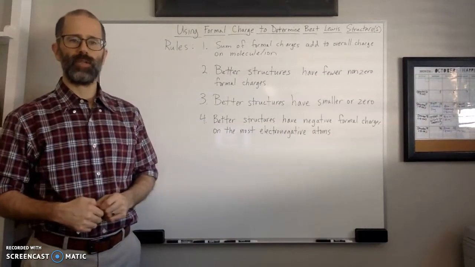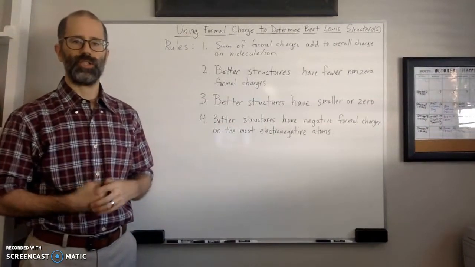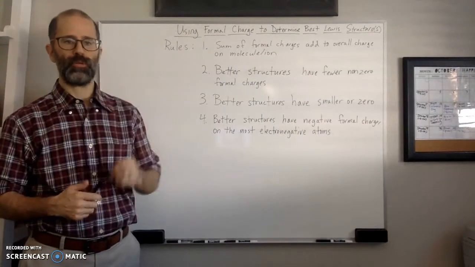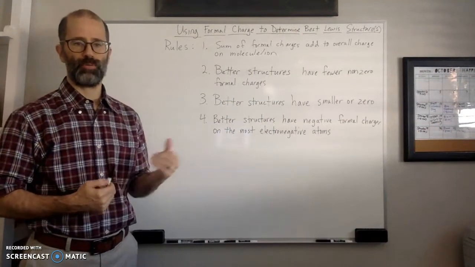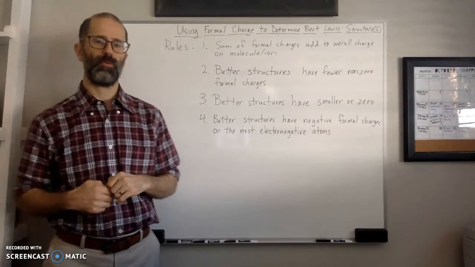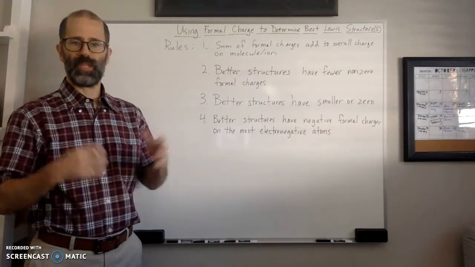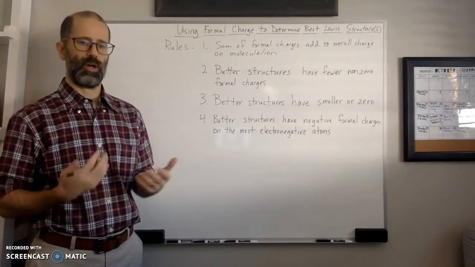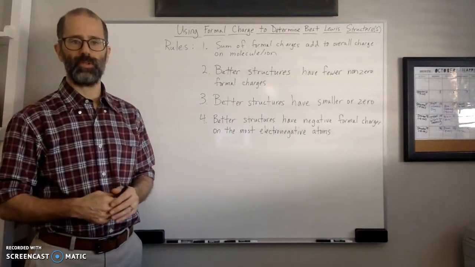I'm Mr. Cobalt, and in this video I'm going to be going over how to use formal charge to determine the best Lewis dot structure and what you're looking for to do that. So there are some rules you want to follow with regard to formal charges and Lewis dot structures that will be helpful in indicating which of maybe several different Lewis dot structures for the same compound might be the best to choose from.